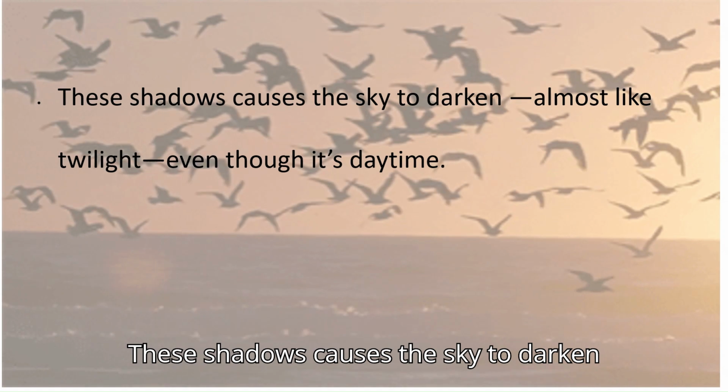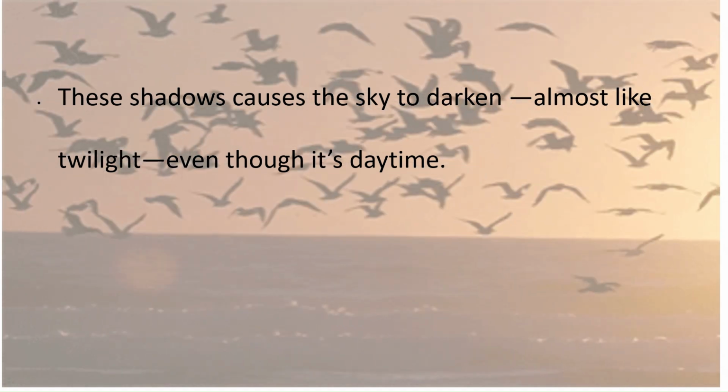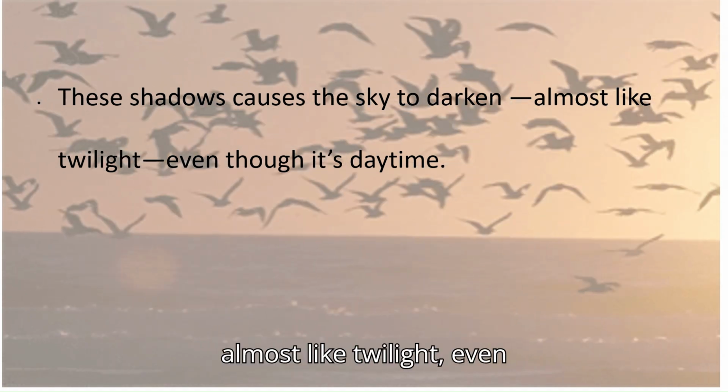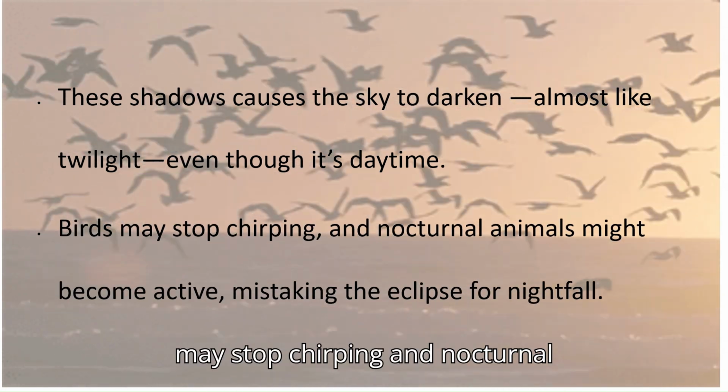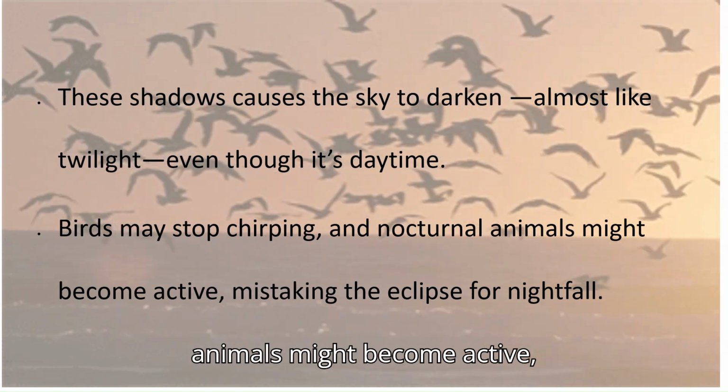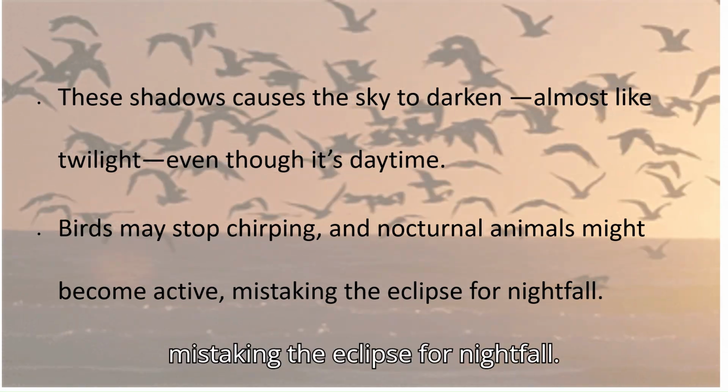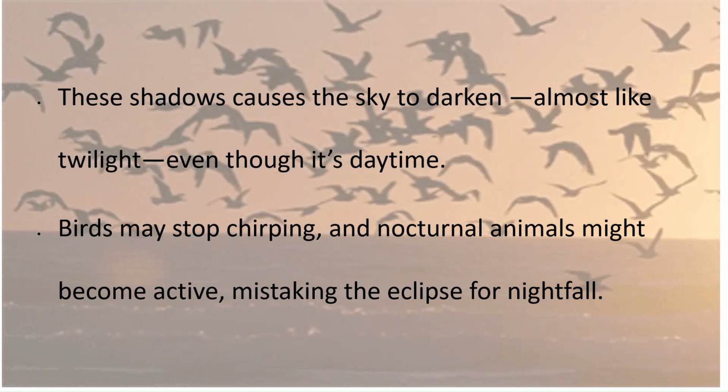These shadows cause the sky to darken, almost like twilight, even though it's daytime. Birds may stop chirping and nocturnal animals might become active, mistaking the eclipse for nightfall.